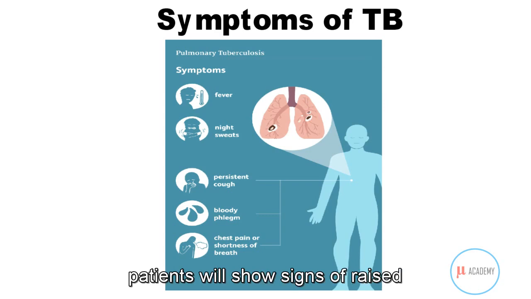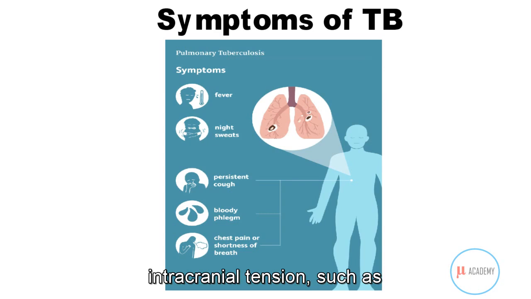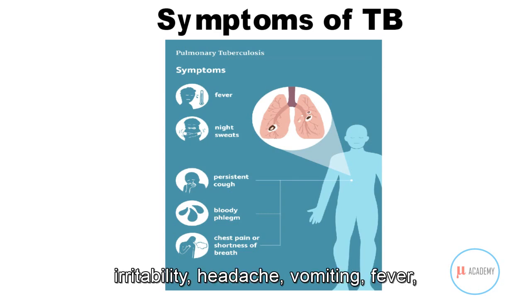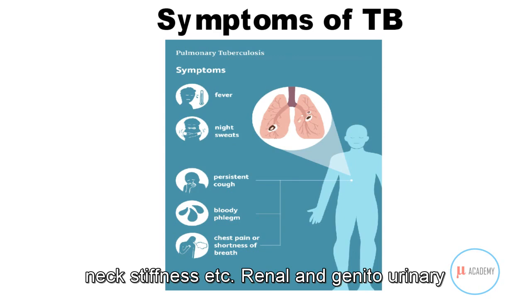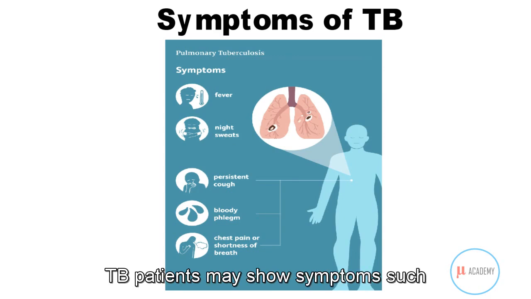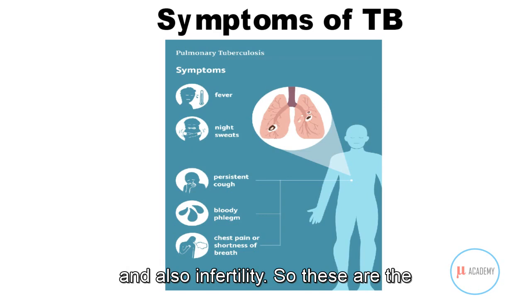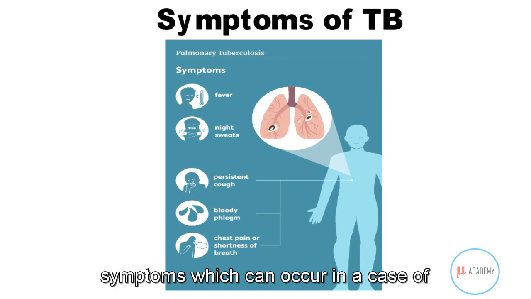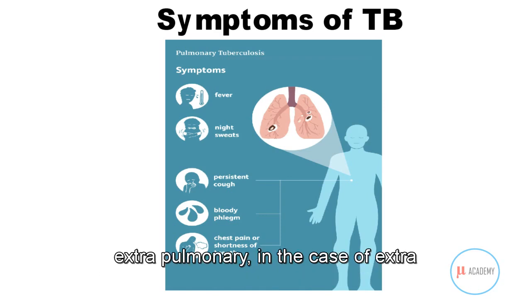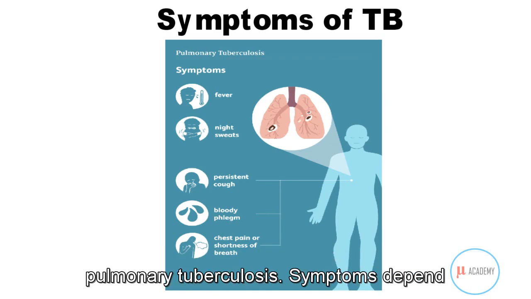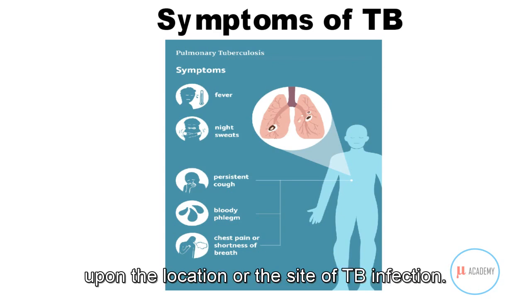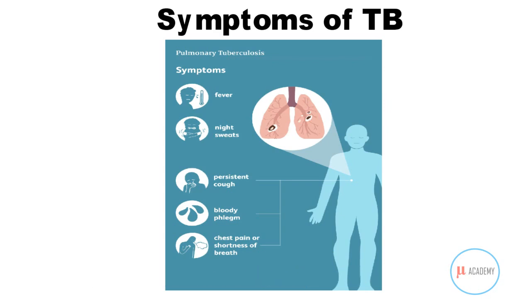TB meningitis patients will show signs of raised intracranial tension such as irritability, headache, vomiting, fever, neck stiffness, etc. Renal and genitourinary TB patients may show symptoms such as painless hematuria or sterile pyuria and also infertility. So these are the symptoms which can occur in a case of extrapulmonary tuberculosis. Symptoms depend upon the location or the site of TB infection.